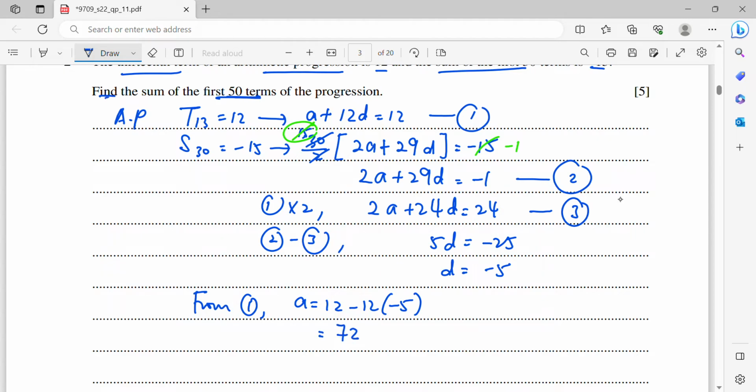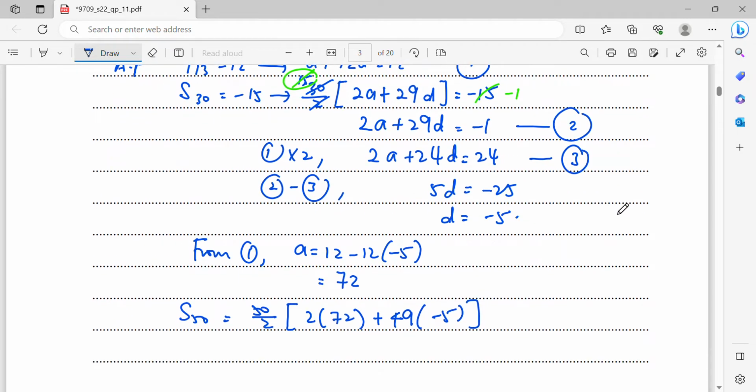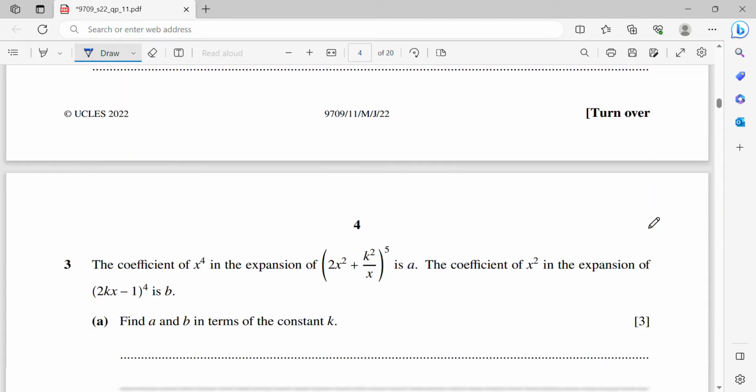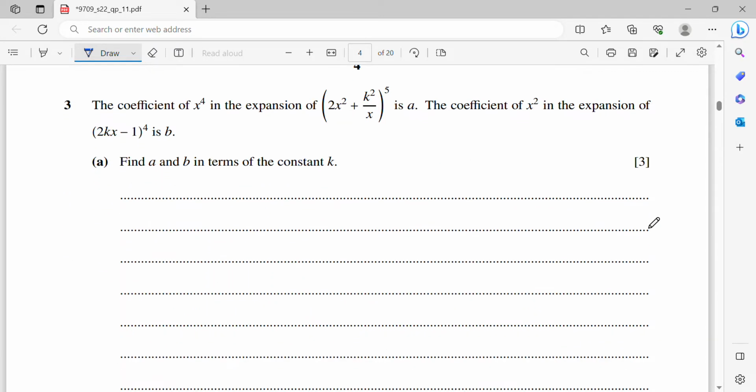Alright, so now find the sum of the first 50 terms. So S50. S50 is 50 over 2, 2a, a is 72, plus (n minus 1)d. So your n minus 1 is 49. Then the d is negative 5. Then at last you will be getting negative 2525. That is the sum of first 50 terms. Okay, so now question 3.